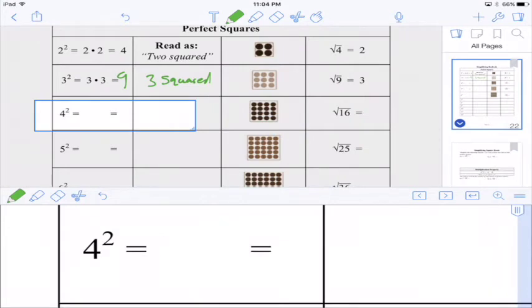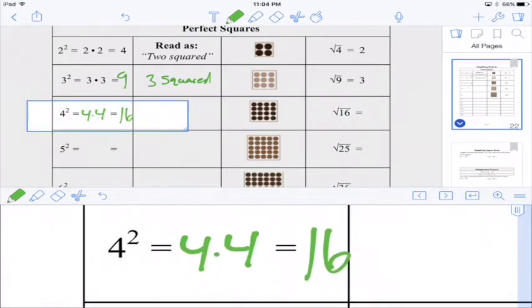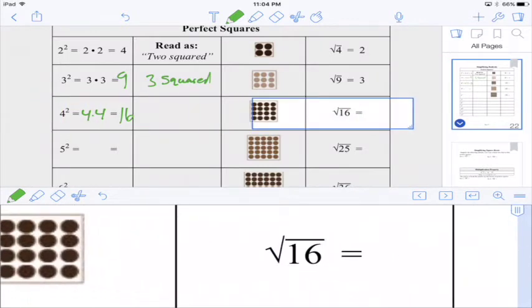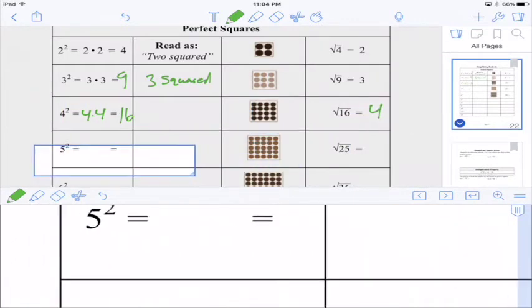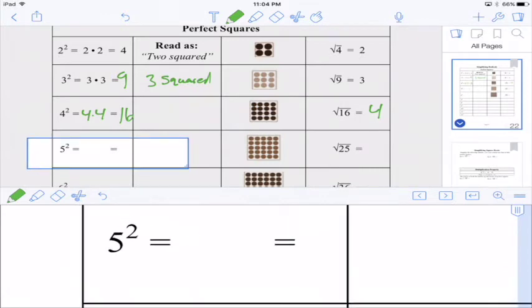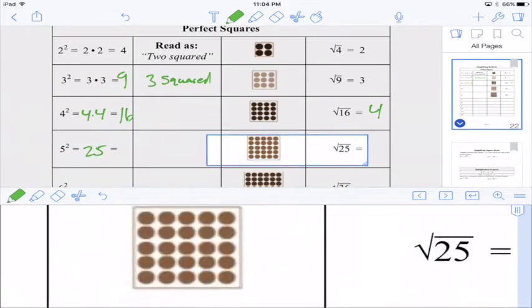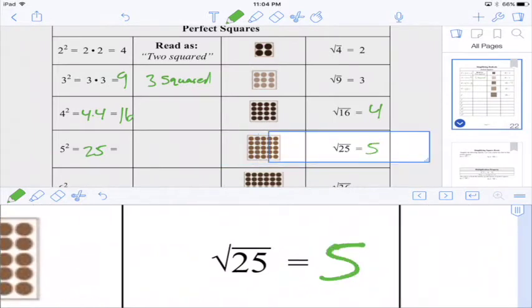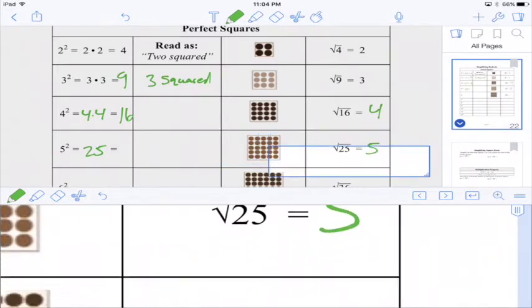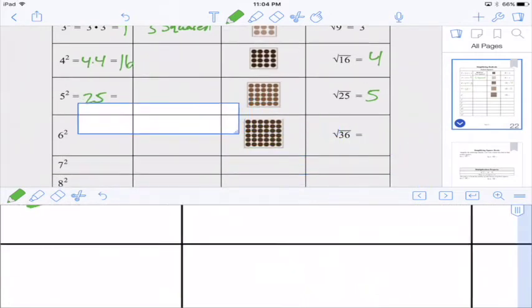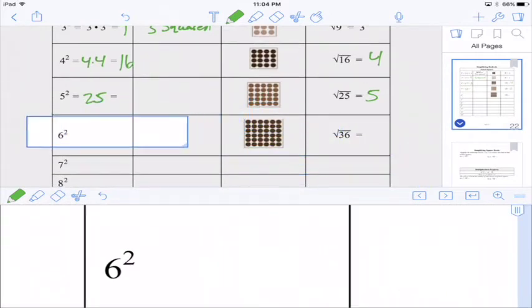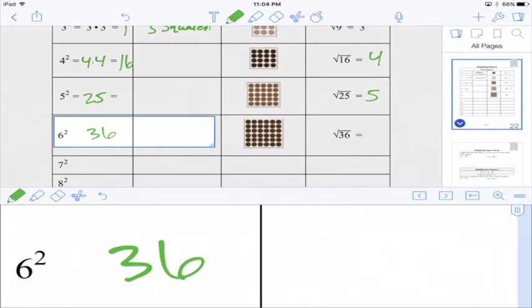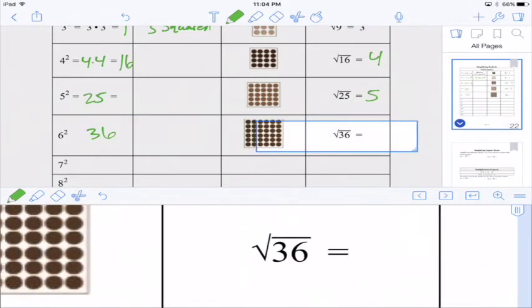Well, 4 squared is 4 times 4, which is 16, right? We could count that. So 4 squared is 16, so the square root of 16 is 4. 5 squared is 25. Again, we could count, but we're not going to do that. So the square root of 25 is 5. Again, if you forget, use your calculator, but you should know these. 6 squared is 36. So the square root of 36 is 6.